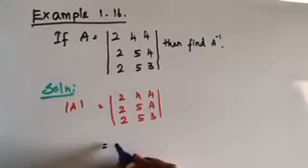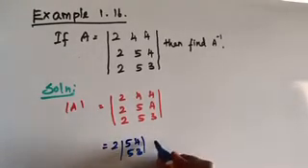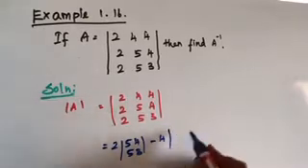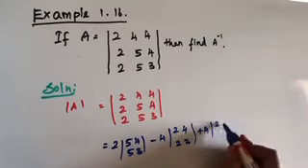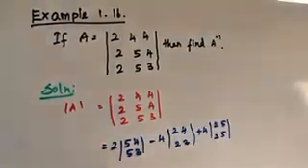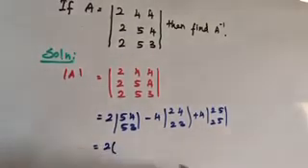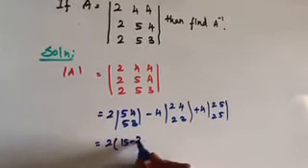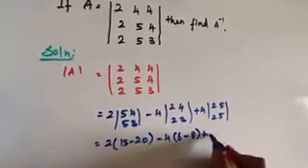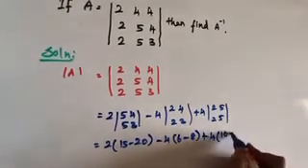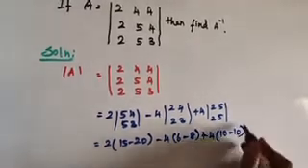That is equal to 2 into |5, 4; 5, 3| minus 4 into |2, 4; 2, 3| plus 4 into |2, 5; 2, 5|. We can expand according to any row or column. You can check. 2 into (15 minus 20) minus 4 into (6 minus 8) plus 4 into (10 minus 10). So, the third term will become 0. 10 minus 10, it is 0.